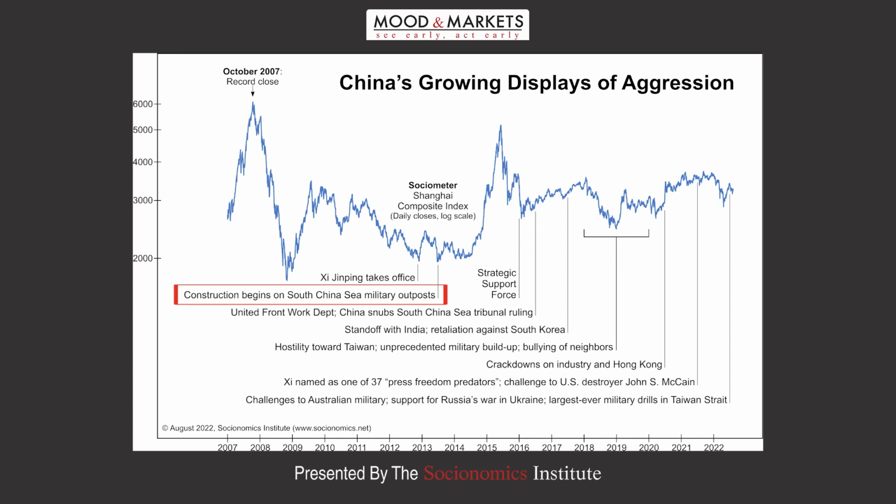I mean, just look at the timing of China beginning construction on its military outpost in the South China Sea, its strategic support force, which is reportedly designed to sabotage other countries' war command systems. Its ignoring of an international tribunal that ruled its claim to sovereignty in the South China Sea had no legal basis, its conflicts with India and South Korea, the military buildup and shows of hostility toward Taiwan, its crackdown on Hong Kong, its escort of a U.S. destroyer out of contested waters, and then its then largest military drills in the Taiwan Strait. Each of these came toward lows within the larger degree market correction, that is, came within this larger degree trend toward negative social mood.